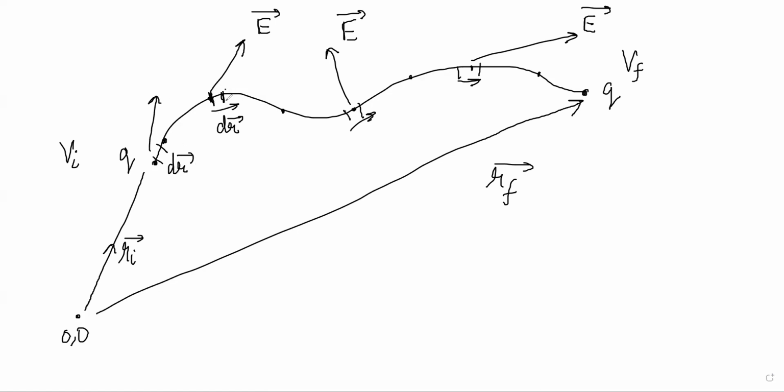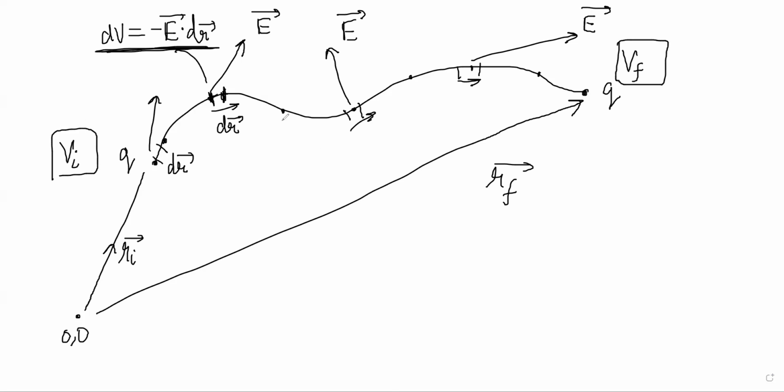And you will ask, in each small dr segment, what is the change in potential happening here? That is minus E dot dr. So the change in potential from this point to this point is minus E dot dr, where E is the E at this point. Because it's a small path, we can say that E is constant over it. But when you have to find the total change in potential, we can't say that the field is constant throughout. Therefore, we have to integrate this dV.